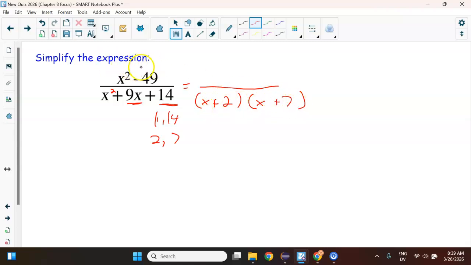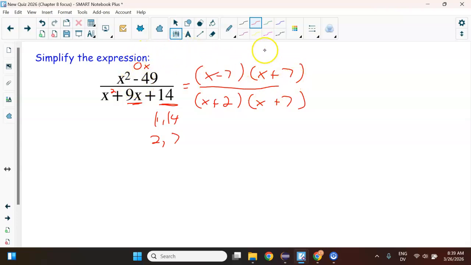Okay, and then on the top, all that's different here is you have 0 x's in the middle. So they have to multiply to negative 49 and add up to 0. All right, so I'm going to make two little binomials with x and x, and the numbers that multiply to negative 49 but add to 0 are positive 7 and negative 7.